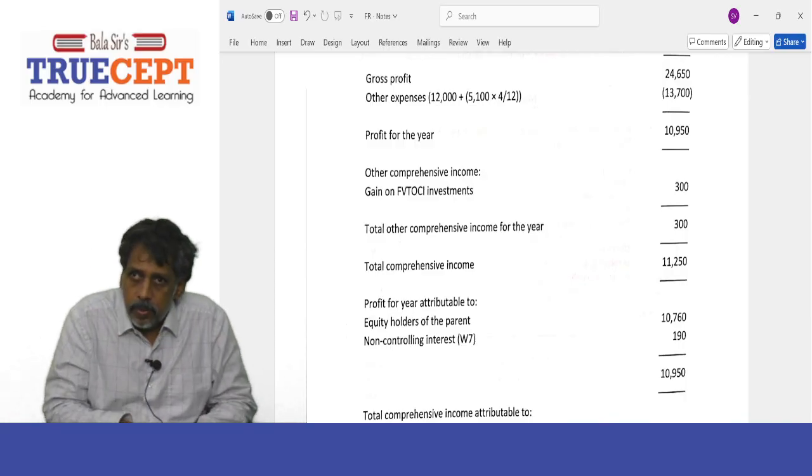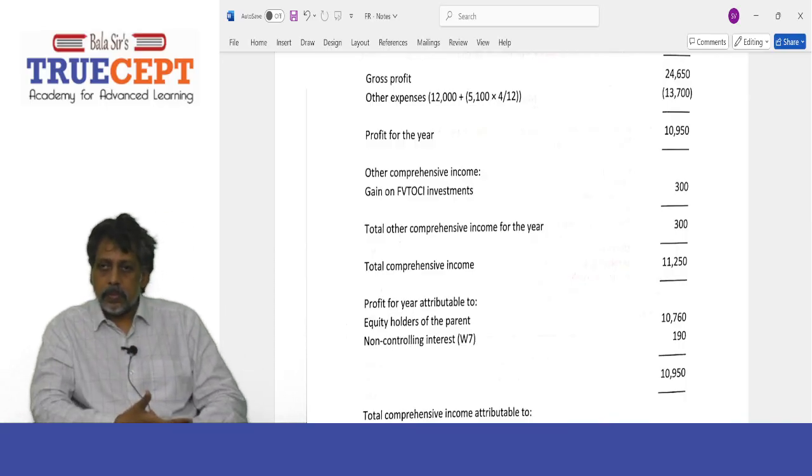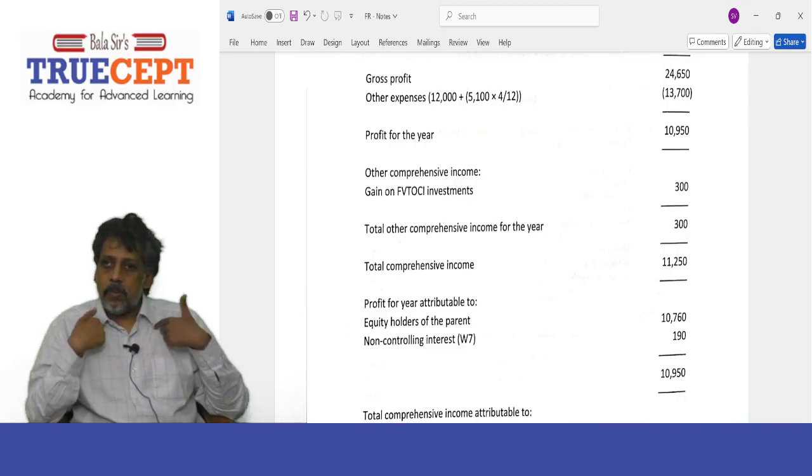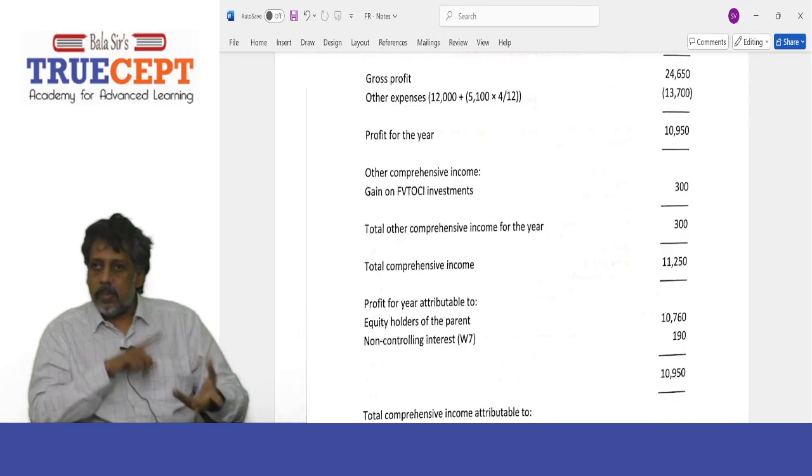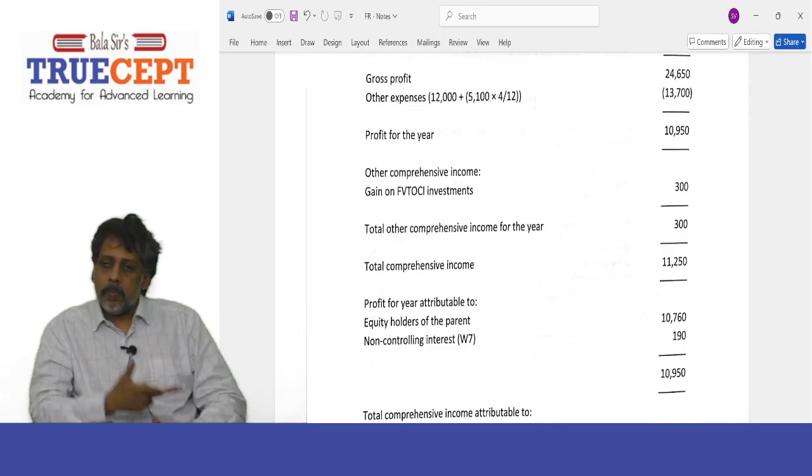Next is the other comprehensive income. OCI shown: gain on FVOCI. Remember, my investments are fair valued: investment account debit, OCI reserve, 300. Total other comprehensive income for the year is also 300. Then total comprehensive income is 11,250. Till that fine. Now I have to show the breakup.